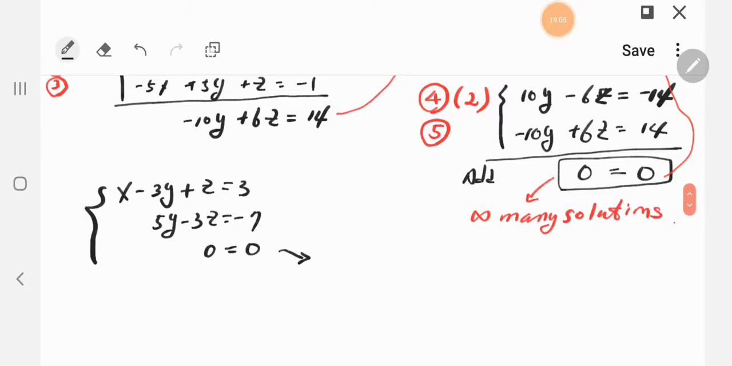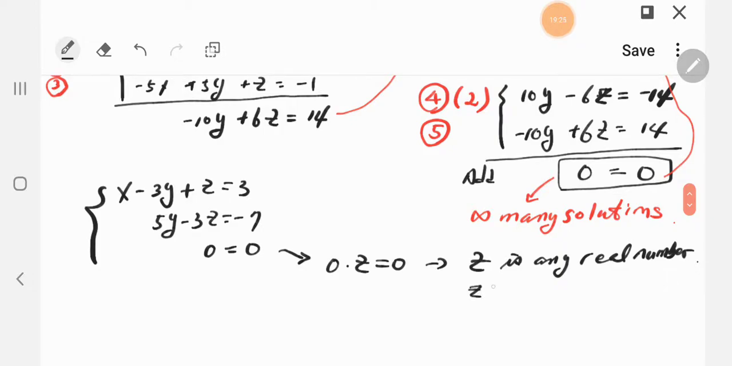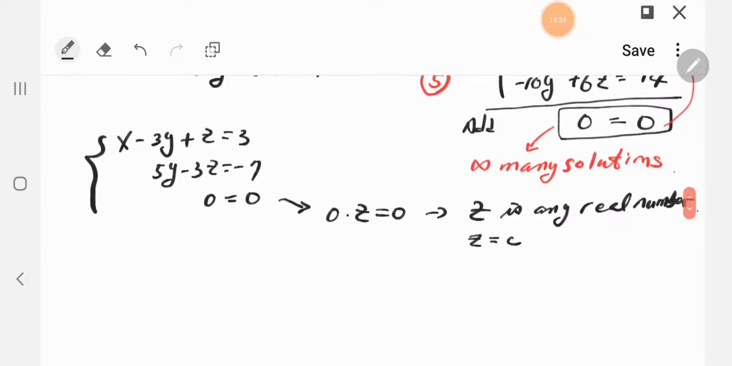Any real number. So this means 0z is equal to 0. So z can be any real number. This means z is any real number. So why don't we set z equals c, any real number. So if z value is c, then let's find y. Okay, we know this system of equations has infinitely many solutions. So let me write down, this is x value, y value, c value.